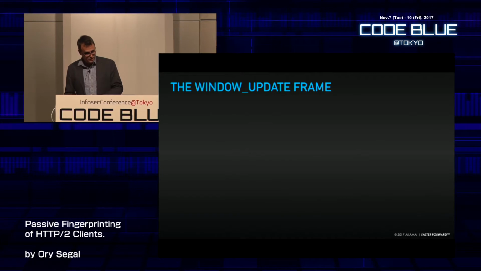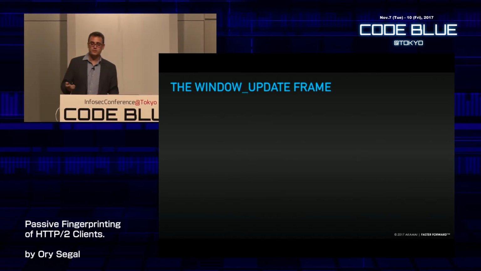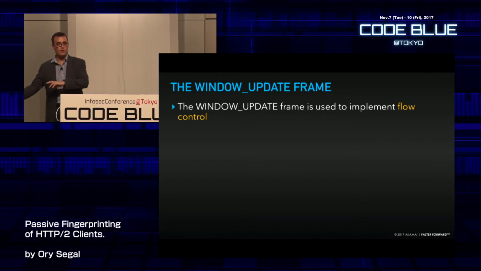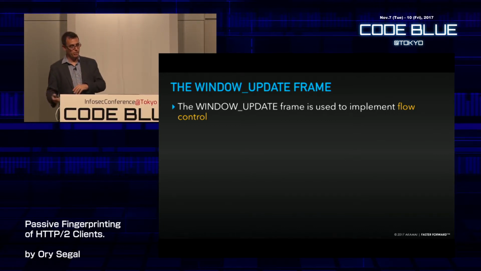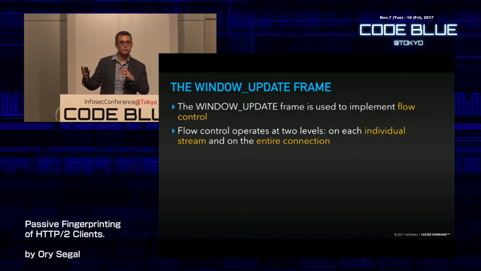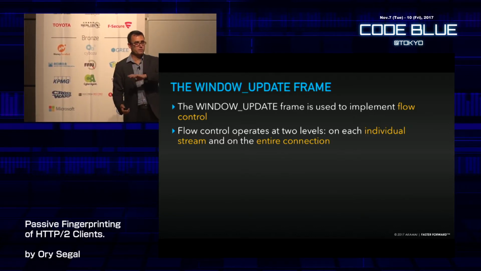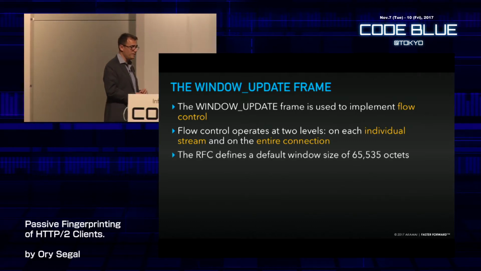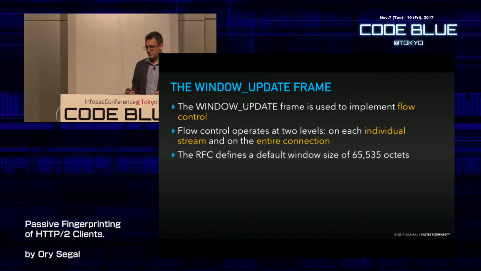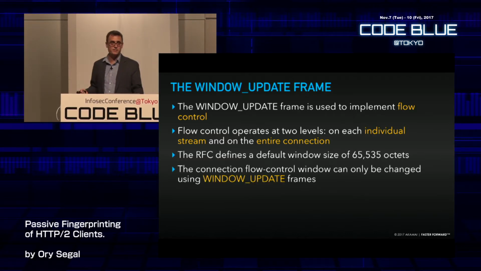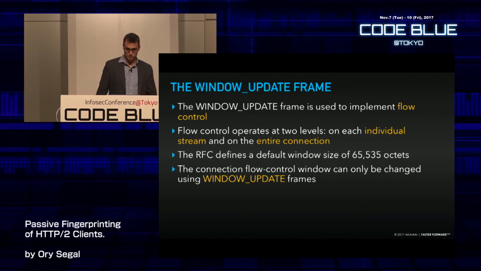The next thing we looked at was the window update frame. Now, HTTP/2 performs flow control inside the HTTP/2 protocol, and so you need a way to update the window size. The flow control operates at two levels. There's the individual stream, so the client can define the maximum window size for a specific stream or for the entire connection. The RFC defines that the default window size is 65K. However, no client actually uses 65K. Each of them sets their own value, which is very good for us for fingerprinting.